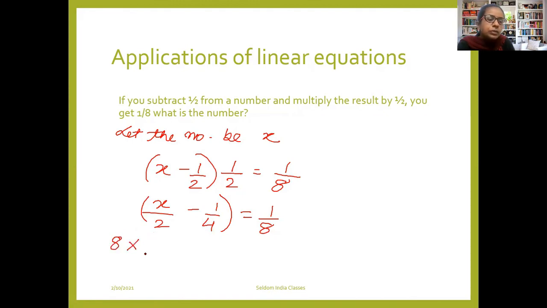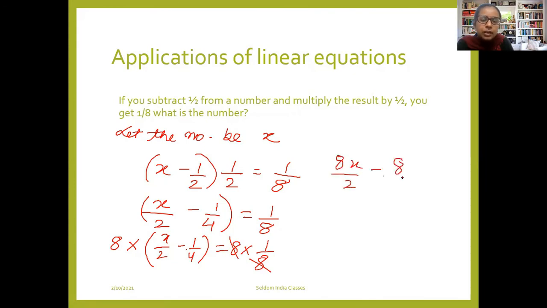8 into x by 2 minus 1 by 4 equals to 8 into 1 by 8. 8 से 8 cancel. Okay. इसको अंदर multiply किया, 8x by 2 minus 8 by 4 equals to 1. Now 2 से 8 कट जाएगा 4. 4 से 8 again तो 2. So 4x minus 2 equals to 1.